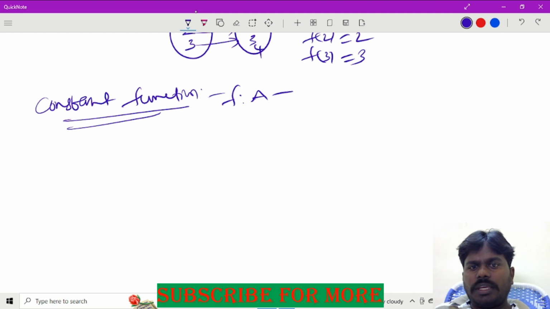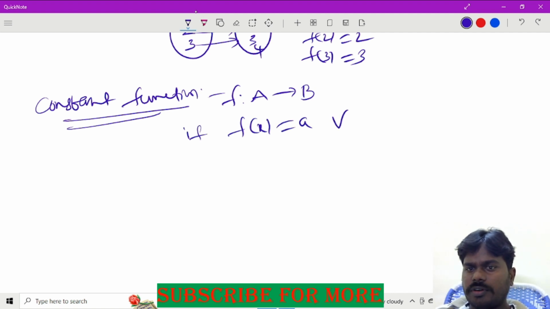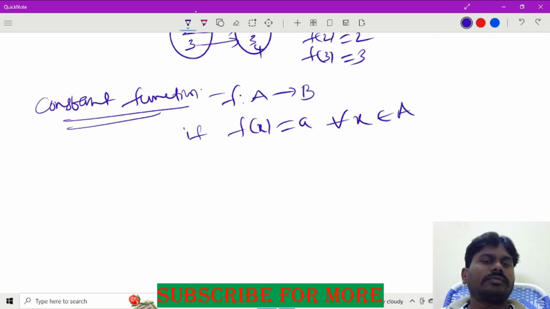A function f from A to B is said to be a constant function if f(x) equals a for all x which belong to A. That means whatever element we take in set A, the images of all the elements in set A are mapped to a single, the same element in set B. Then the function is called a constant function.